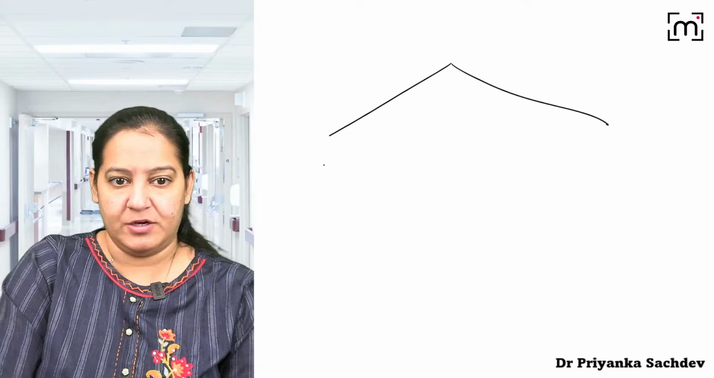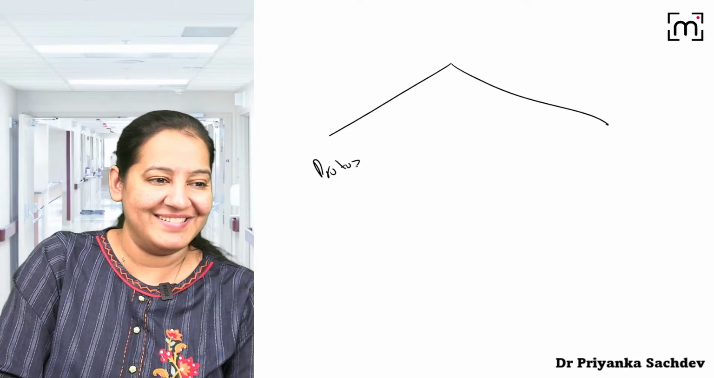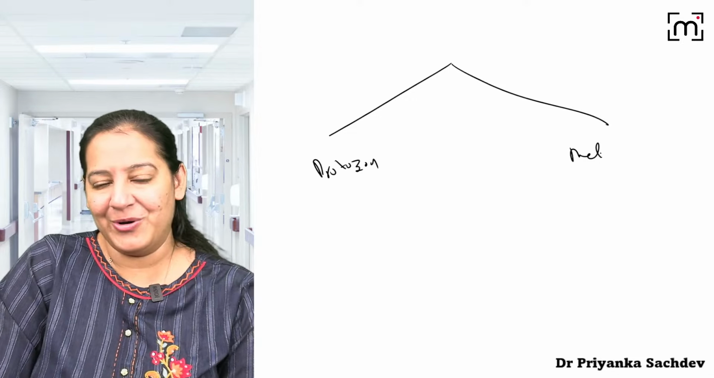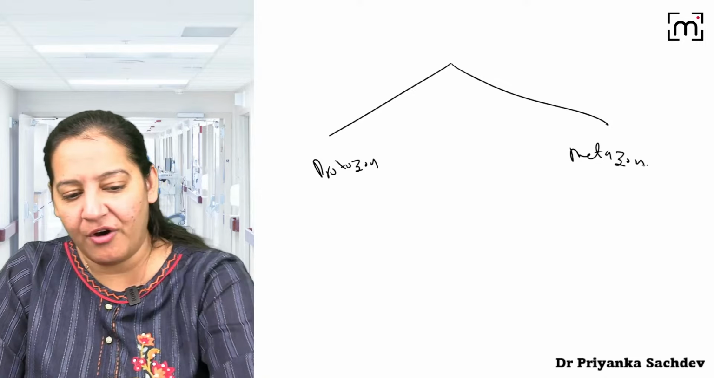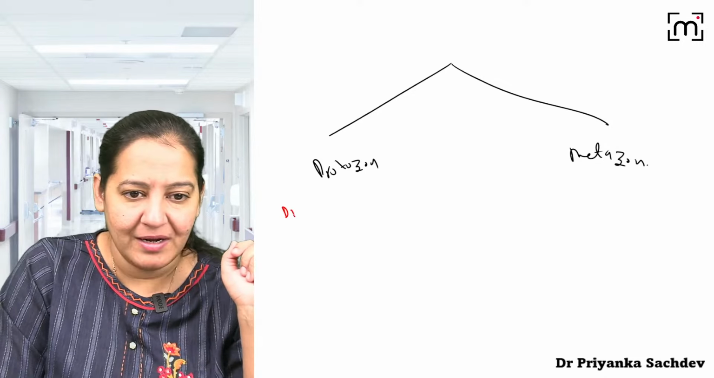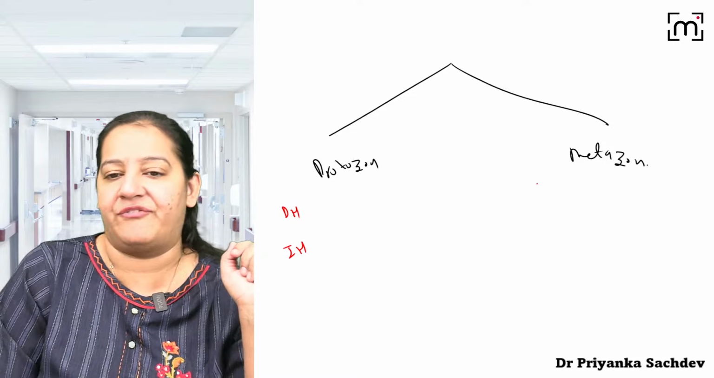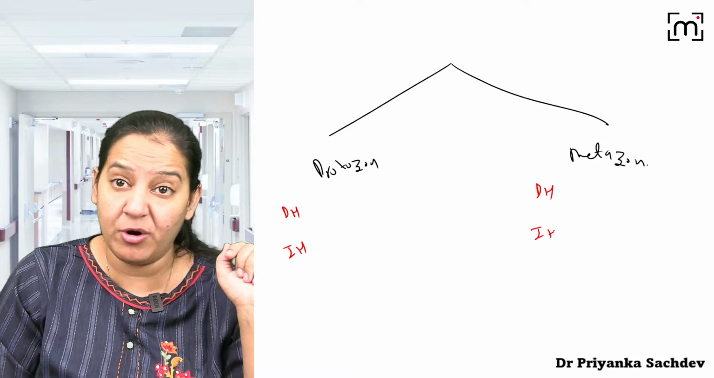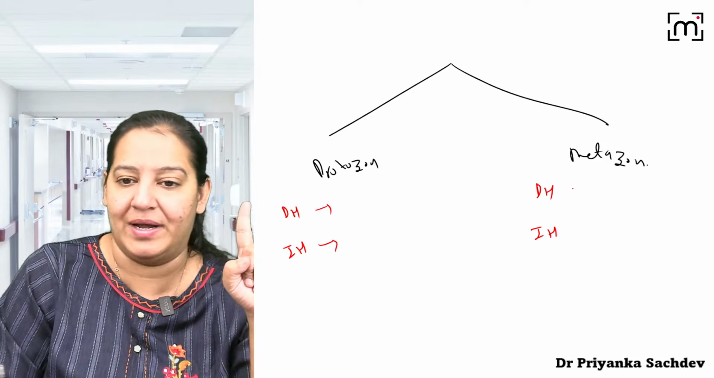I have told you now, there are two types of parasites. What are the two types? Protozoa and metazoa. We all know that, right? So the definition of definitive host and intermediate host is different for both the categories. You cannot define them as equal, right?